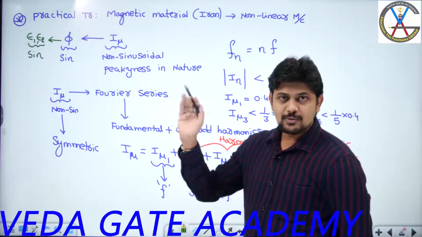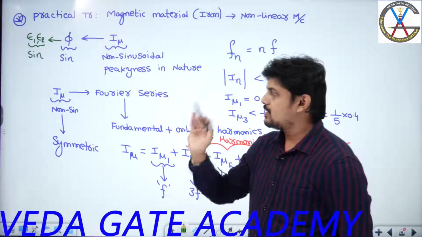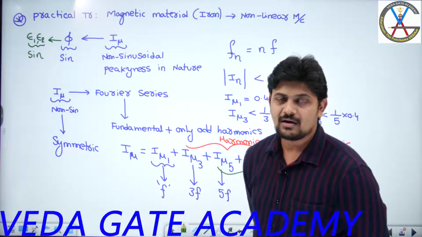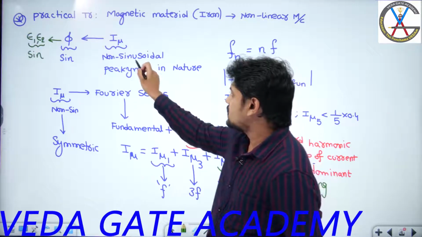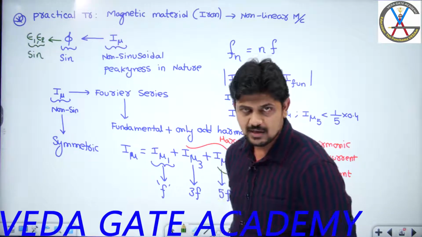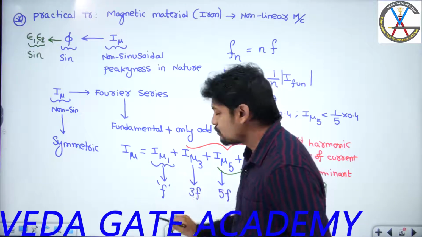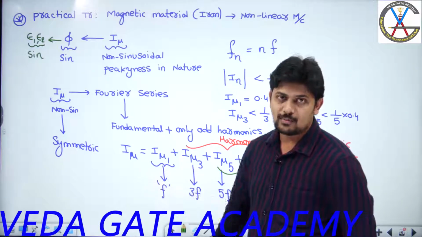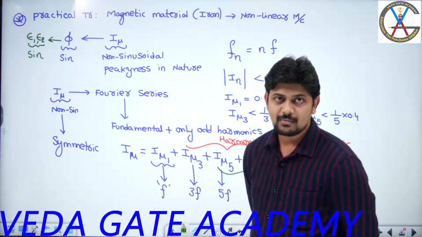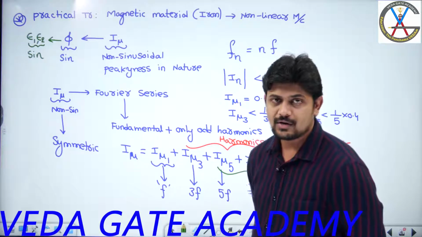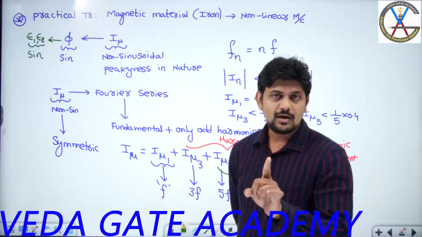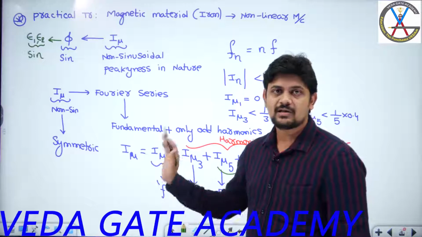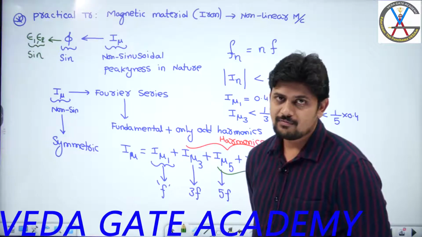So in order to produce pure sinusoidal EMFs, the flux linking with the winding must be pure sinusoidal, and in order to produce pure sinusoidal flux, the magnetizing current drawn by the transformer in a practical transformer should be non-sinusoidal with peakiness in nature, which must contain third harmonic component of current. That means my transformer has to allow the flow of third harmonic component of currents. So that means I mu must be a non-sinusoidal peaky waveform, which must contain third harmonic component of currents. Have you understood this point?